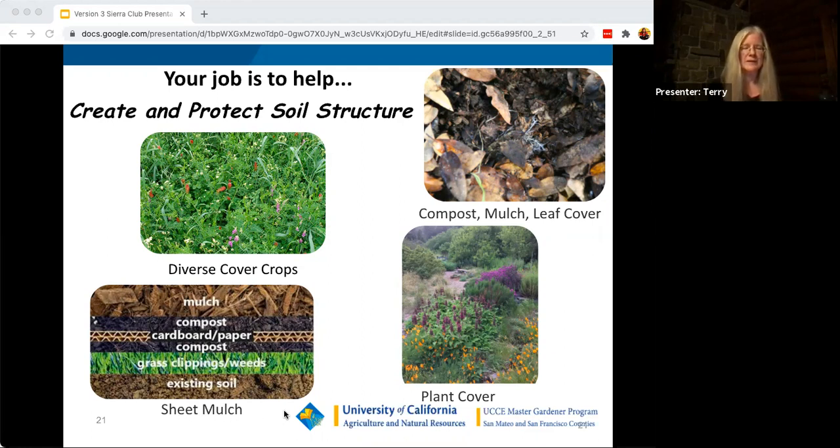This is a great method for enlivening really compacted soil. In the resources at the back of our presentation, you'll find a link to a good method of sheet mulching from Stop Waste in the East Bay. And I just want to add a couple things because I do things a little bit different than them. I always like to put a little bit of compost on top of the soil.